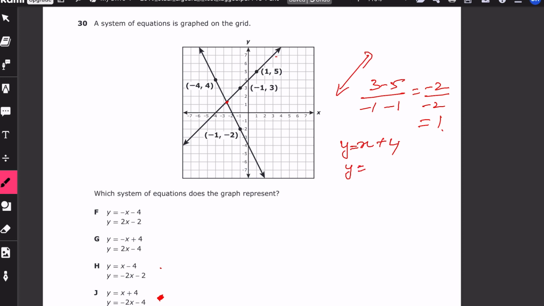The other line, y is equal to, you're getting here the slope for this second line as 4 plus 2 divided by minus 4 plus 1, which is equal to 6 by minus 3, which is equal to minus 2x, and it is touching the y-axis at minus 4. So 2x minus 4. Where are we finding these two equations? In J. So therefore J is the correct option.